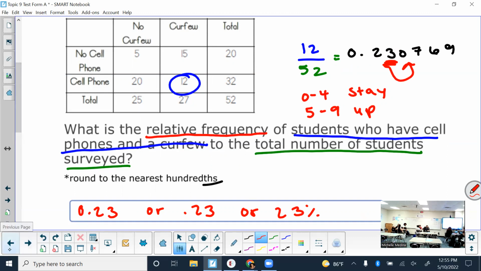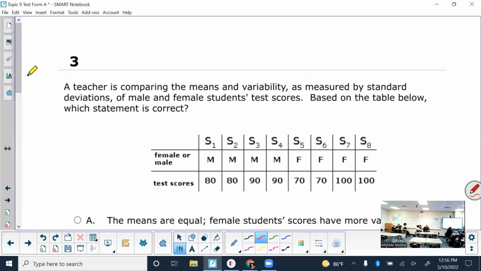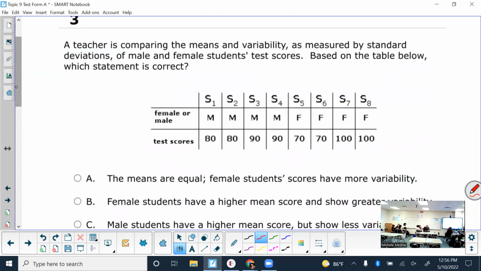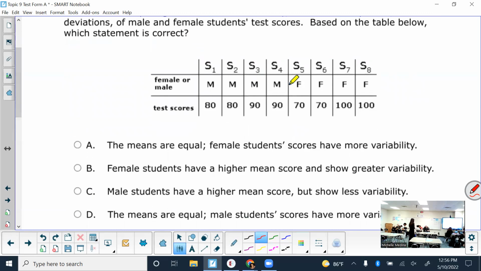Number 3. All right, a teacher is comparing the means and variability, as measured by standard deviations, of male and female students' test scores. Based on the table below, which statement is correct? So, let's see. Here's the male test scores, here's the female test scores. It looks like the males scored between 80 and 90, and the females scored between 70 and 100.